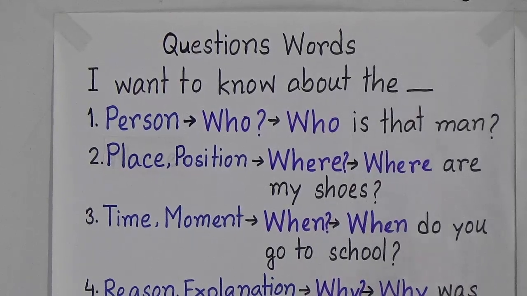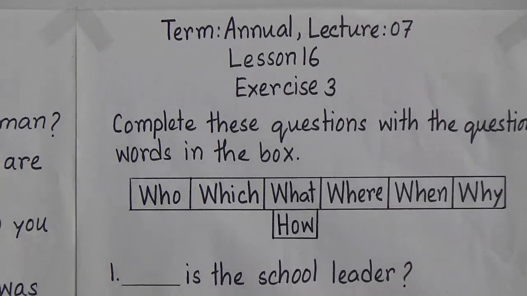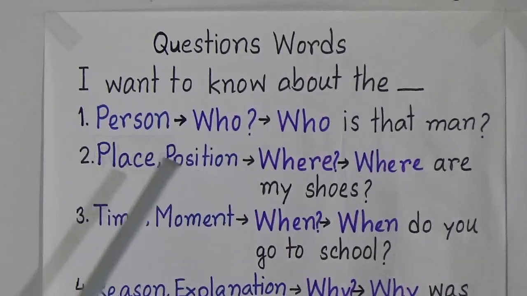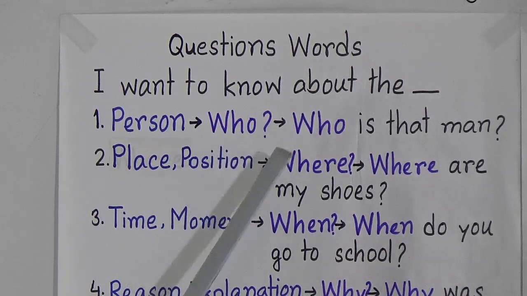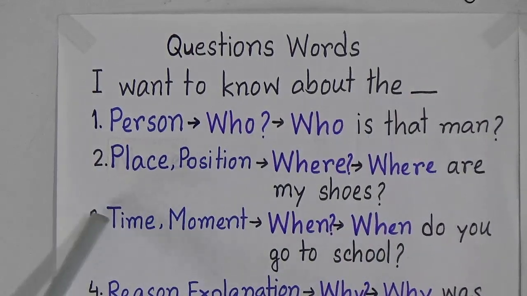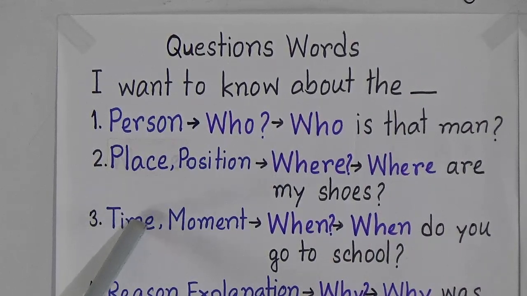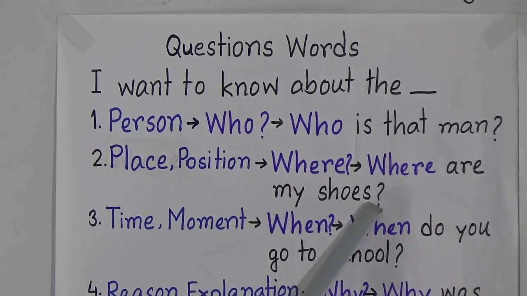And now look, when do we use the question words? Who, which, what, where, when, why and how. That means if you want to know about a person, you will ask the question with who. An example is, who is that man? And if I want to know about the position or place of someone or something, we will ask the question with where. An example is, where are my shoes?